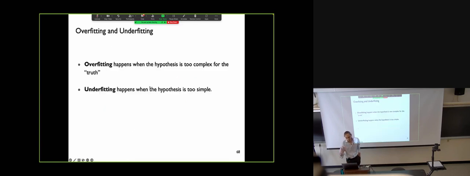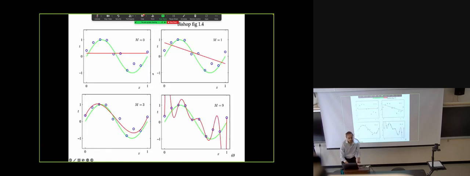Overfitting, again, is when the hypothesis is too complex for the truth. Underfitting is when the hypothesis is too simple. That's the idea. Here's another example of overfitting and underfitting, and this is actually taken from the Bishop book. This is a textbook we're going to use in the class. Feel free to take it from the library, we're going to follow that.